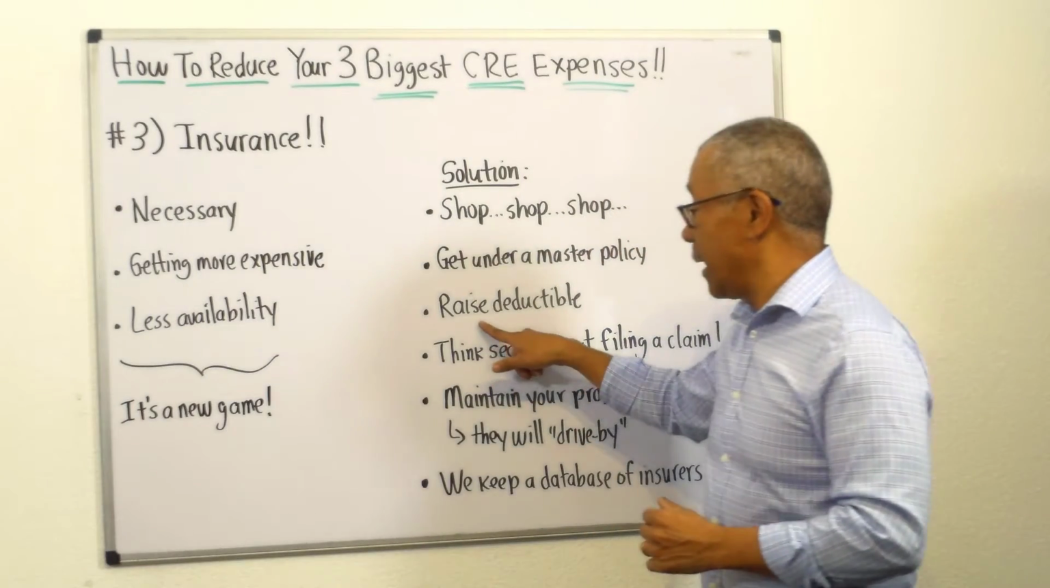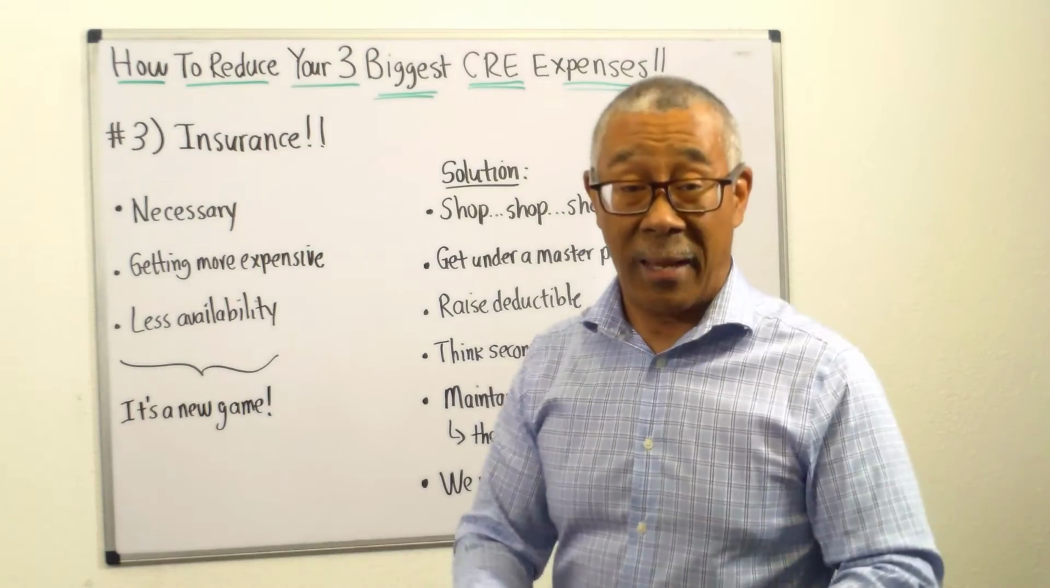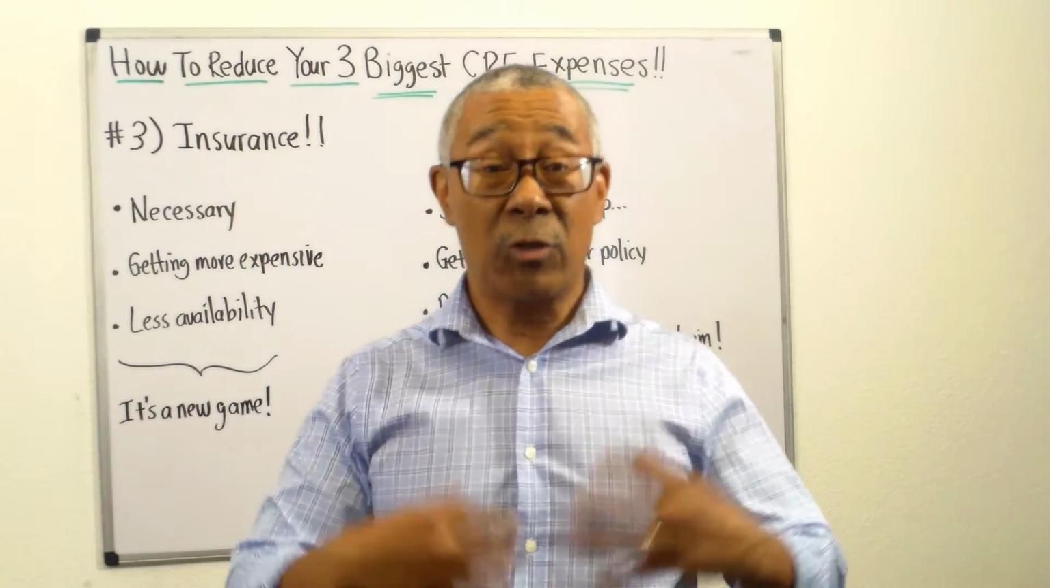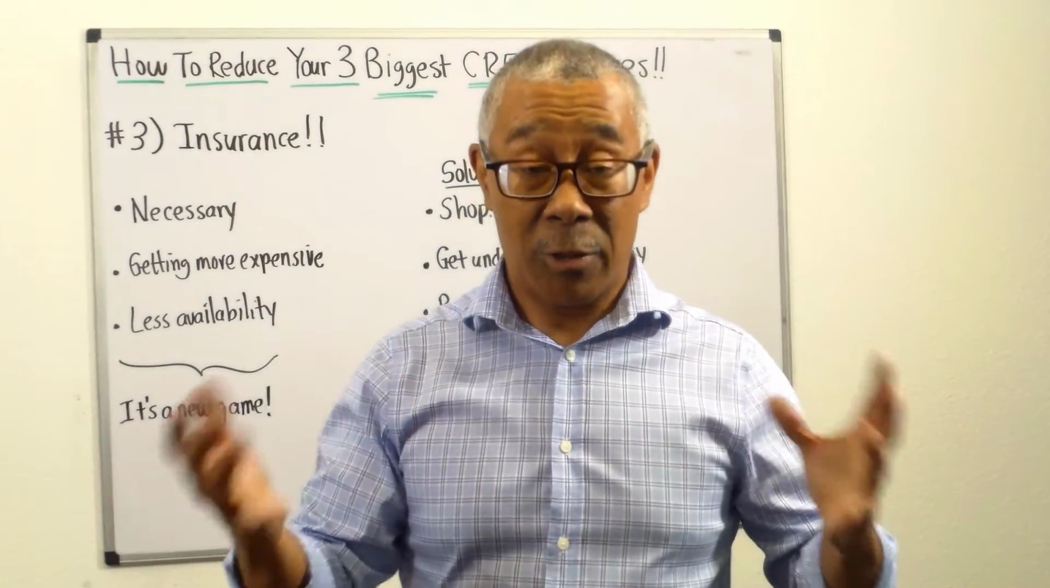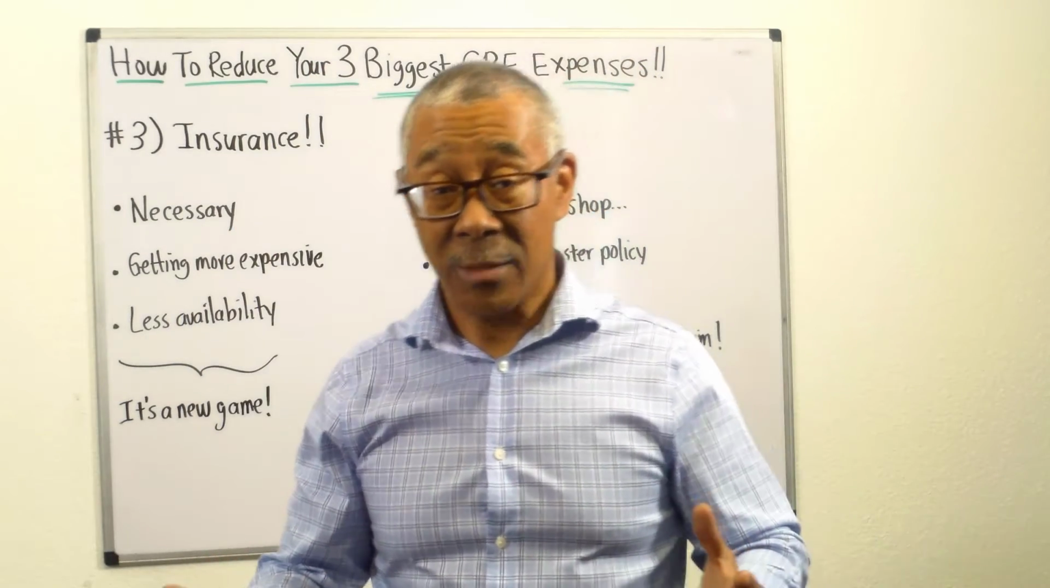Number 3 is to raise your deductible. You can go from a $5,000 deductible to a $25,000 deductible on a commercial property, and that will drop your premiums as well. Something you can do.